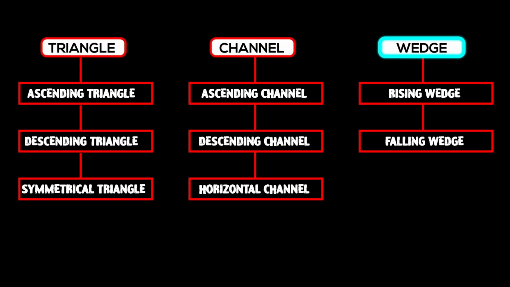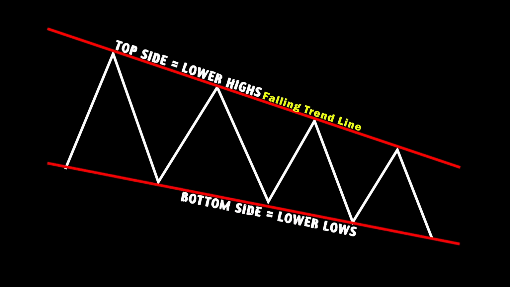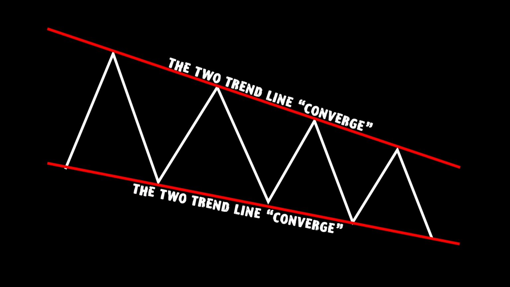So next, the falling wedge pattern. The top side of the falling wedge makes lower highs, which allows for a falling trend line to be placed. The bottom side of the falling wedge makes lower lows, which also allows for a falling trend line to be placed. The key here is that the two trend lines are converging and are both in a downward direction.